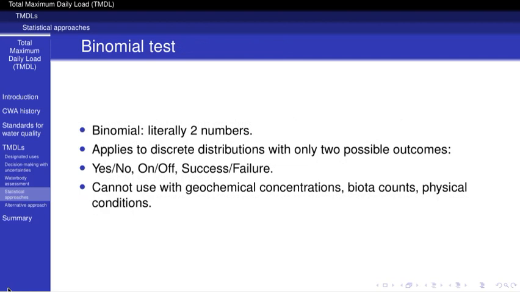I need to spend a few minutes with the binomial test. You're not statisticians, and I'm not going to train you as statisticians, but you need to understand why this specific test will not provide correct or useful results. Binomial literally means two numbers. In probability theory and statistics, a binomial distribution is a discrete distribution of counts of the number of successes in a sequence of independent experiments, each asking a yes-no question, and each with its own limited outcome of success or failure, yes or no, true or false.